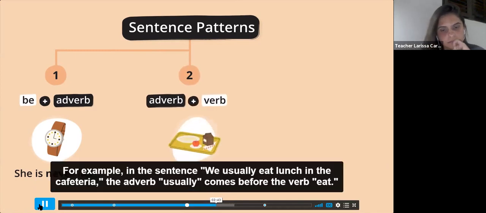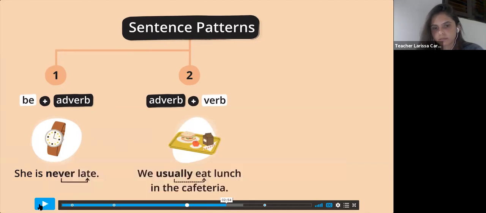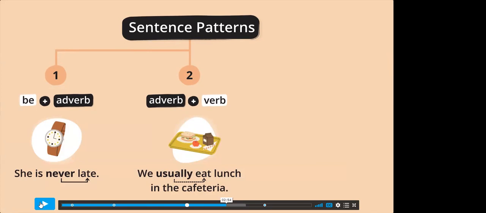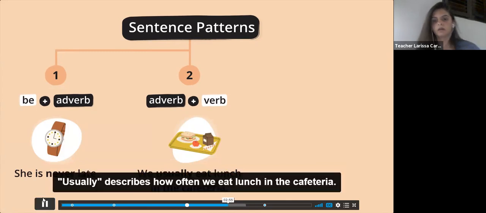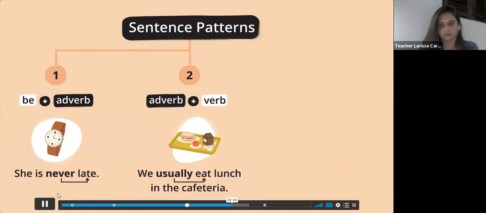The second pattern is adverb plus verb. For example, in the sentence, we usually eat lunch in the cafeteria, the adverb usually comes before the verb eat. So please read for us. We usually eat lunch in the cafeteria. Great. Usually describes how often we eat lunch in the cafeteria.